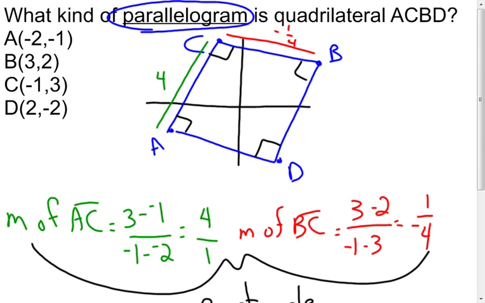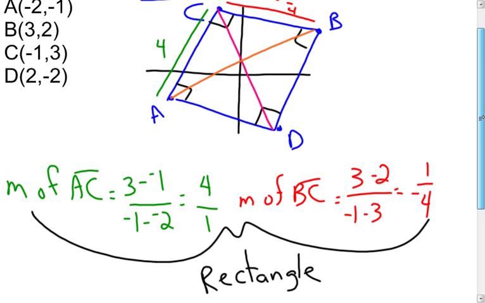So what I'm going to do is look at the diagonals. I'm going to look at segment CD and segment AB. One of my properties or theorems said that if the diagonals of a parallelogram are perpendicular, then it's a rhombus. So I'm going to check to see if they're perpendicular by looking at their slopes.